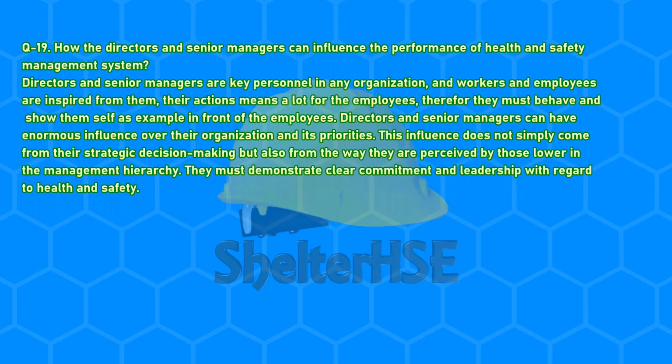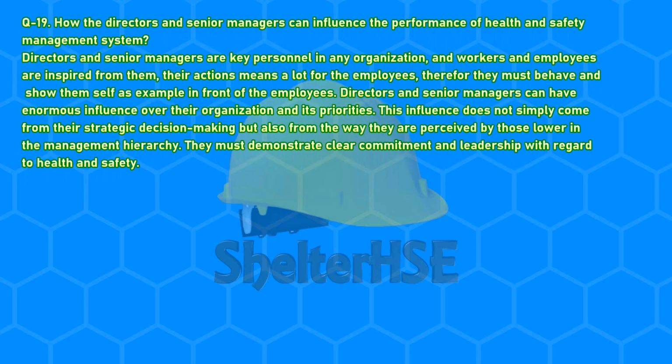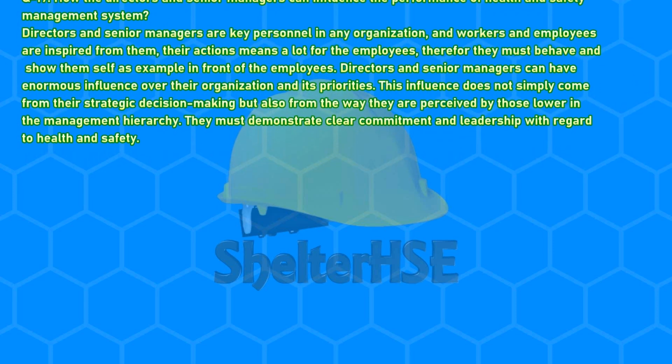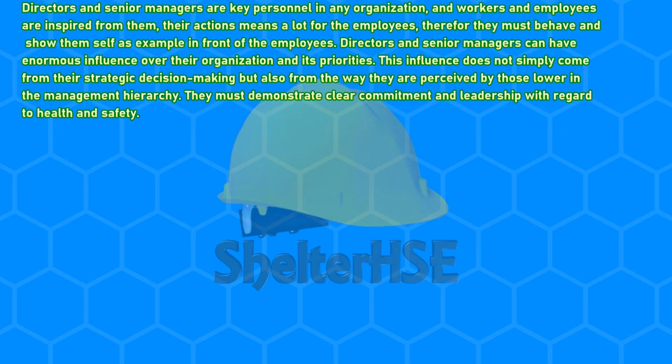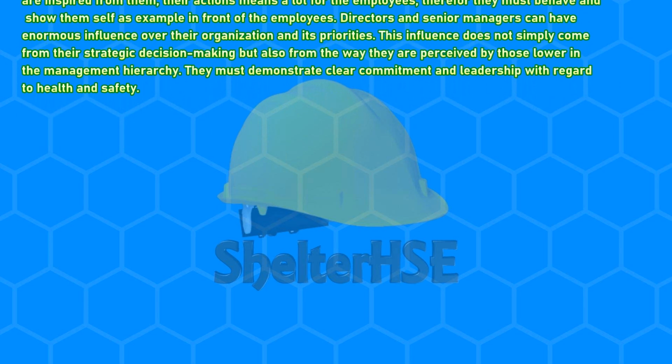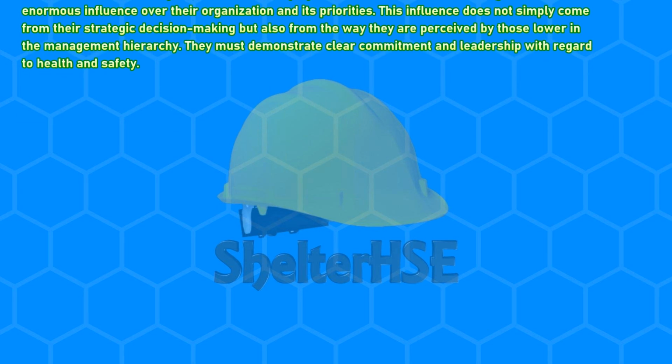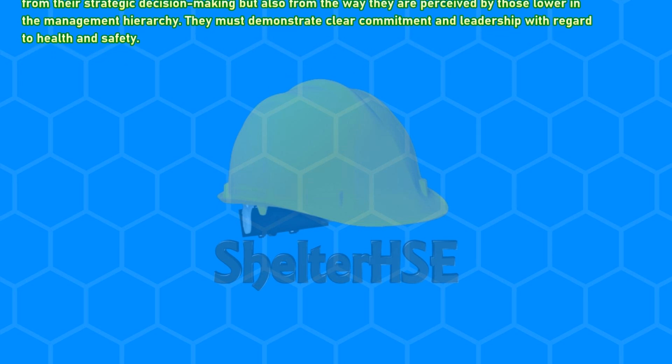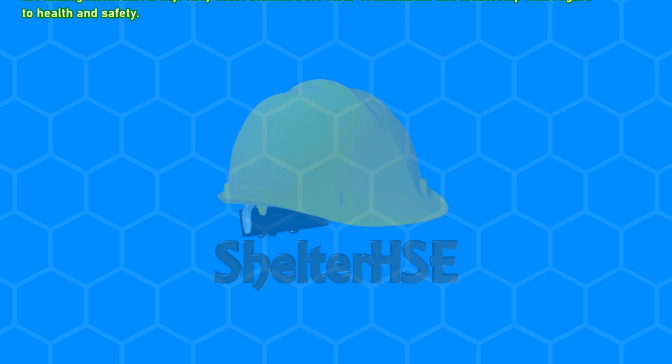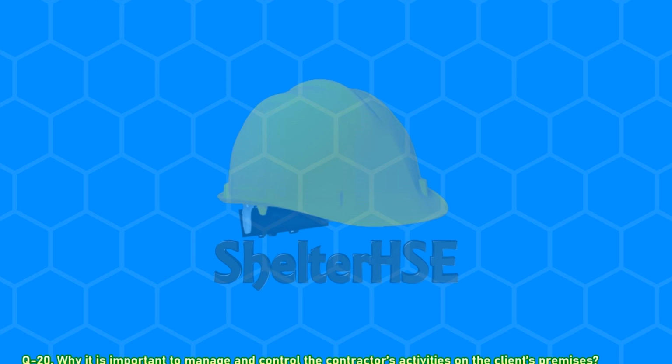Directors and senior managers can have enormous influence over their organization and its priorities. This influence does not simply come from their strategic decision-making but also from the way they are perceived by those lower in the management hierarchy. They must demonstrate clear commitment and leadership with regard to health and safety.